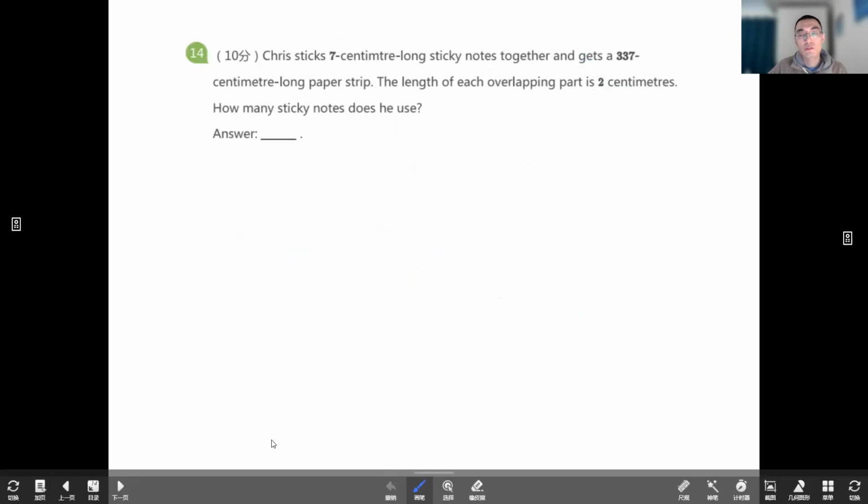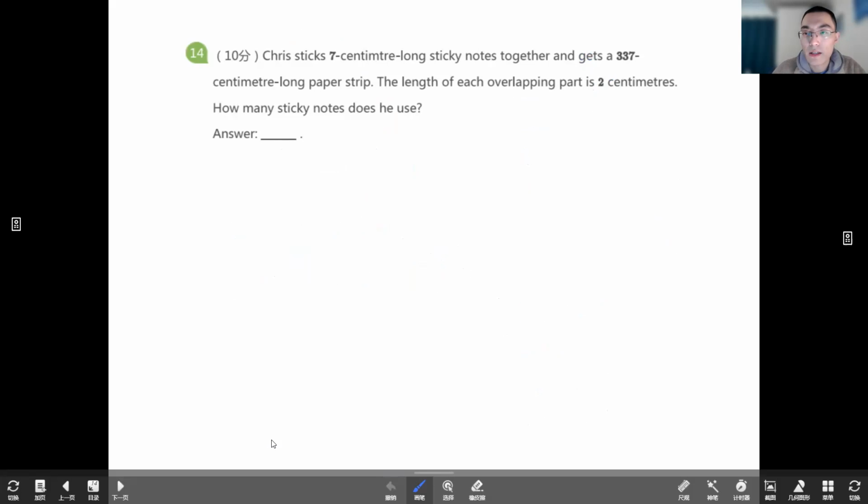Let's move on to question number 14. Chris sticks 7 centimeter long sticky notes together and gets a 337 centimeter long paper strip. The length of each overlapping part is 2 centimeters. How many sticky notes does he use?